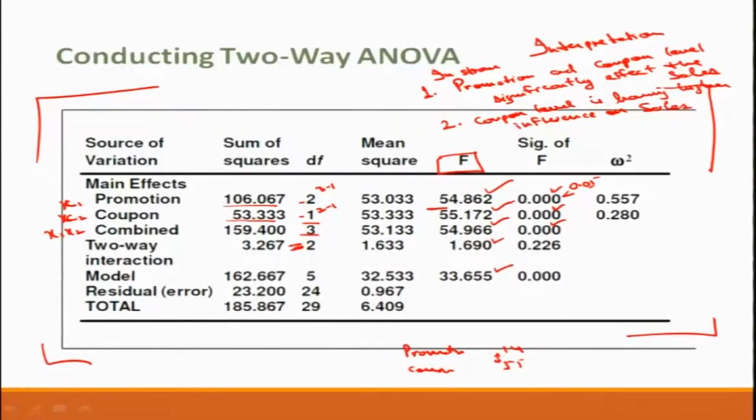Then the third interpretation here is that for the interaction, this value is greater than 0.05, therefore there is no interaction effect.